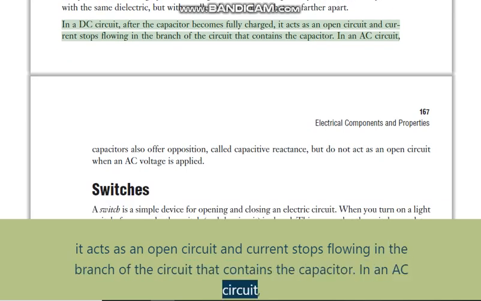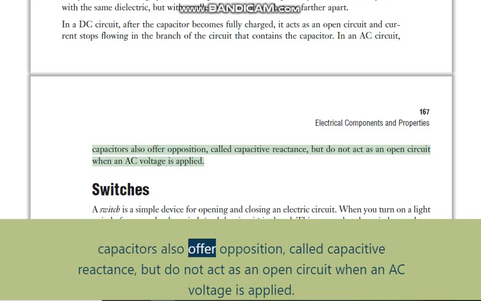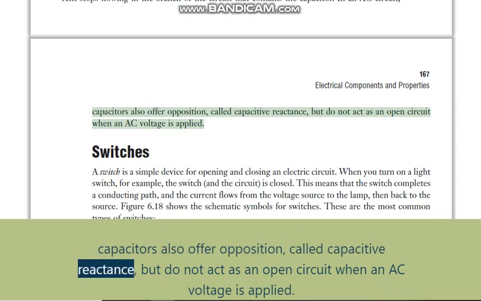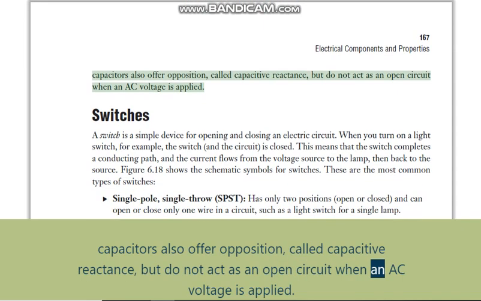In an AC circuit, capacitors also offer opposition, called capacitive reactance, but do not act as an open circuit when an AC voltage is applied.